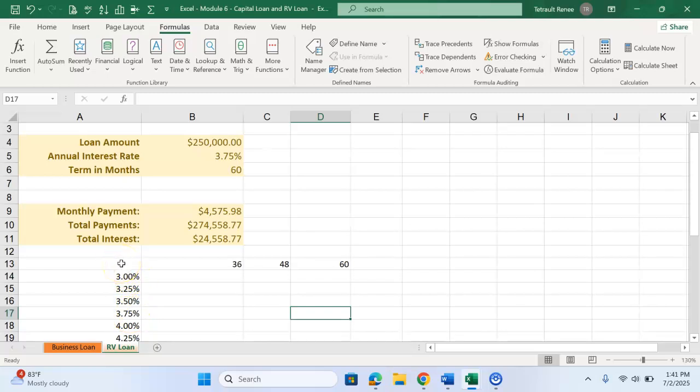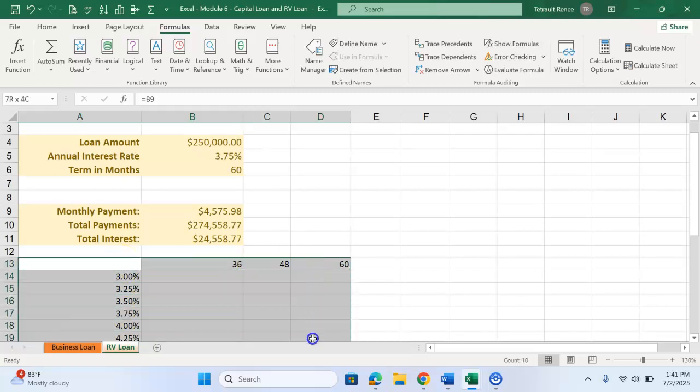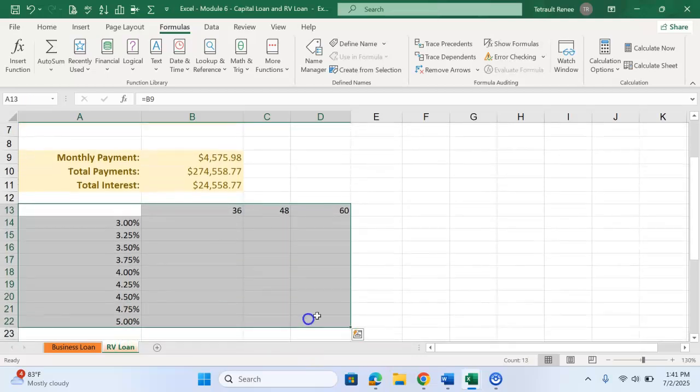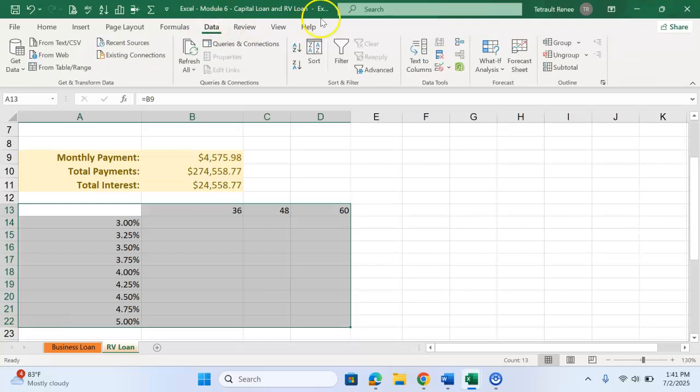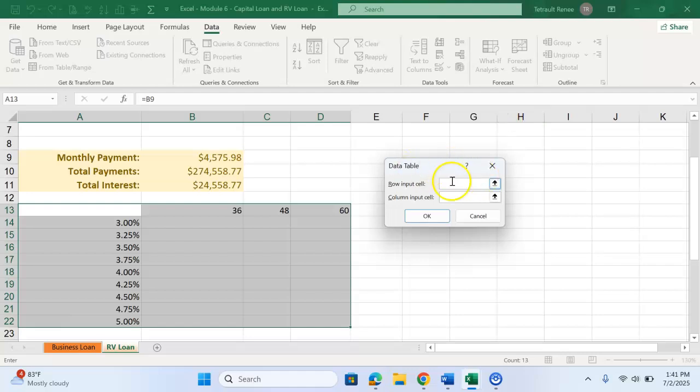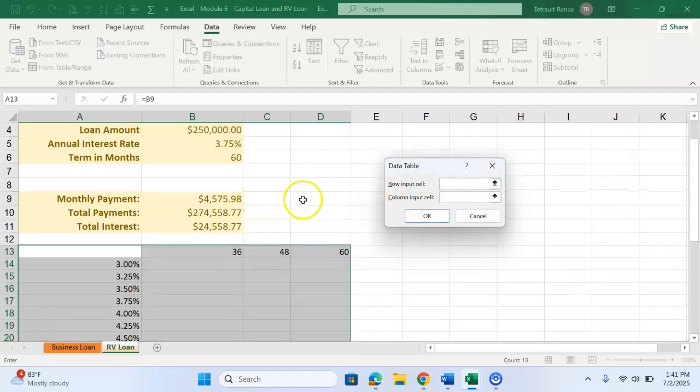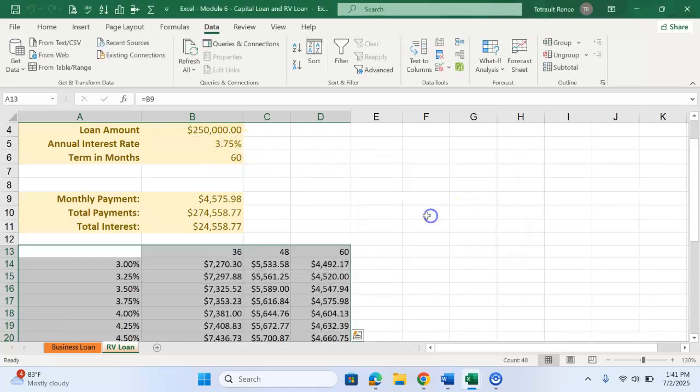So select A13 all the way to D and scroll all the way to row 22. Now go back to the what if analysis. So data, what if analysis, data table. This one we're going to go ahead and fill in both. So what is the term? The term is the row input, and then the column input, what is the rate? And then notice it does it as an absolute cell reference because it's always going to look at those 2 cells. Then go ahead and click OK.